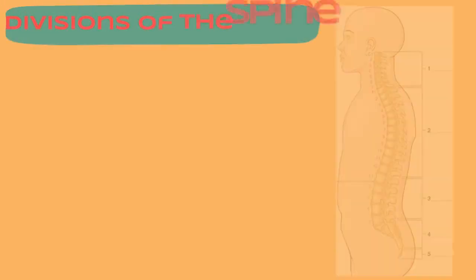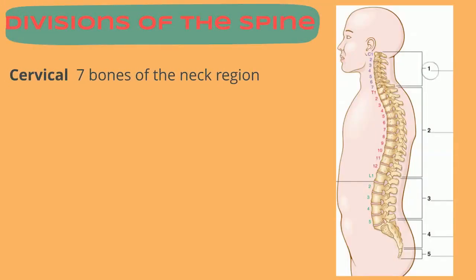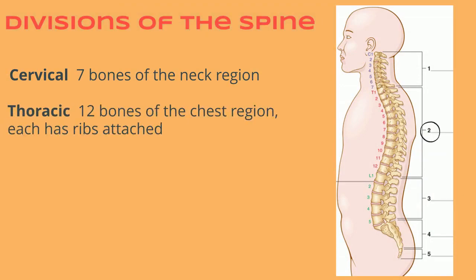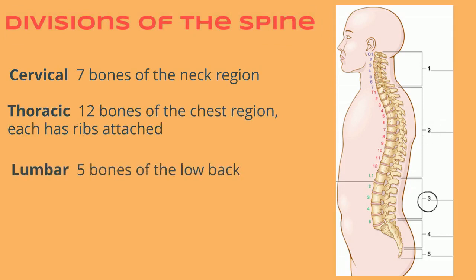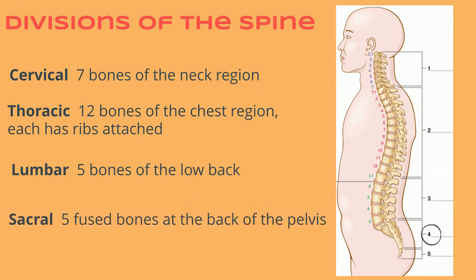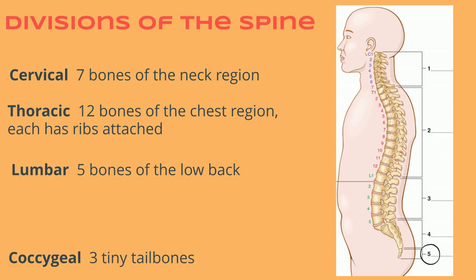Let's look at the divisions of the spine. The cervical region is made up of the 7 bones of the neck. The thoracic region, the 12 bones of the chest, each having a pair of ribs attached to it. The lumbar region is the 5 bones of the low back. The sacrum, or the sacral region, is the 5 fused bones at the back of the pelvis. And the coccygeal region is the 3 tiny little tailbones, the coccyx.